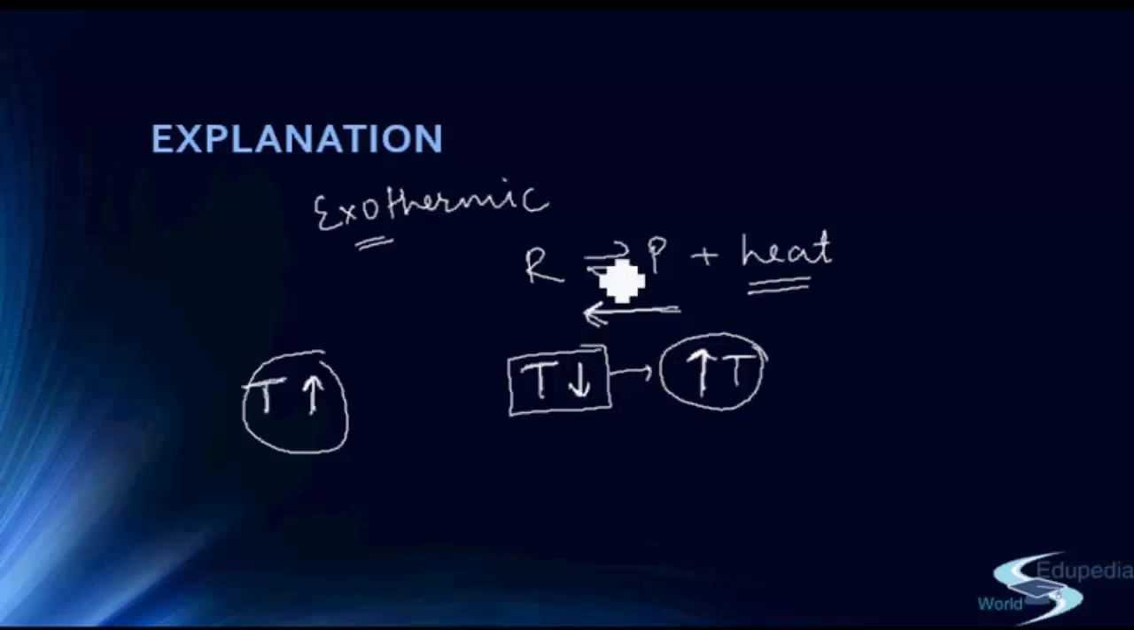Hence, for a decrease in temperature at equilibrium, if externally I am decreasing the temperature of my system for an exothermic reaction, the reaction shifts in the direction where it releases heat, that is, in the forward direction.